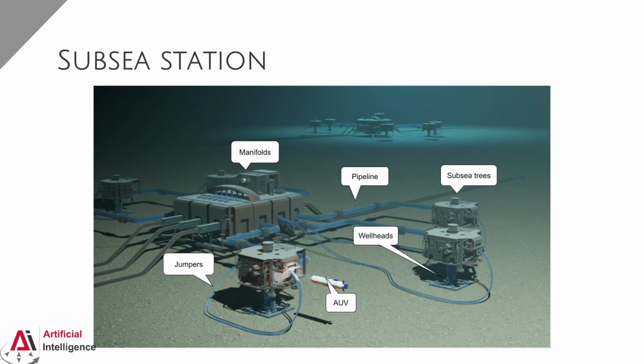So this subsea station contains jumpers. We can see the AUV. We have wellheads, we have subsea trees and pipelines, and then the manifolds. And this is just an example of how a subsea structure or station or system will look like, and the kind of components it will consist of.